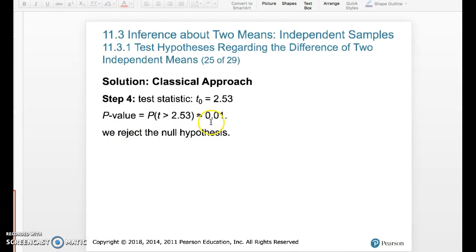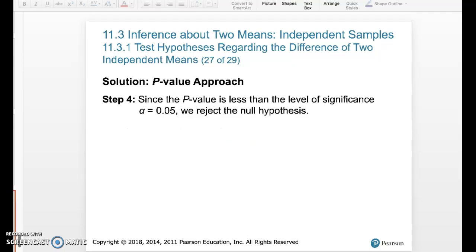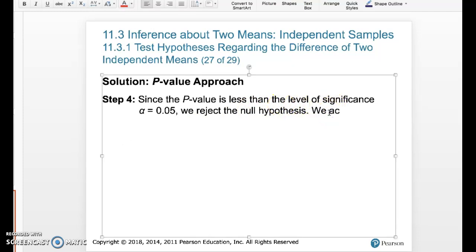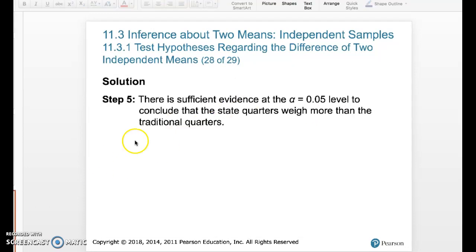With our very small p-value here rounded to 2 places, we reject the null, and anytime we reject the null, we accept the alternative. So the way we could say this is, since the p-value is less than the level of significance, we reject the null and we accept the alternative. So let's not stop there, finish it up in everyday language, and we would say there is sufficient evidence at the alpha equals 0.05 level to conclude that the state quarters weigh more than the traditional quarters.